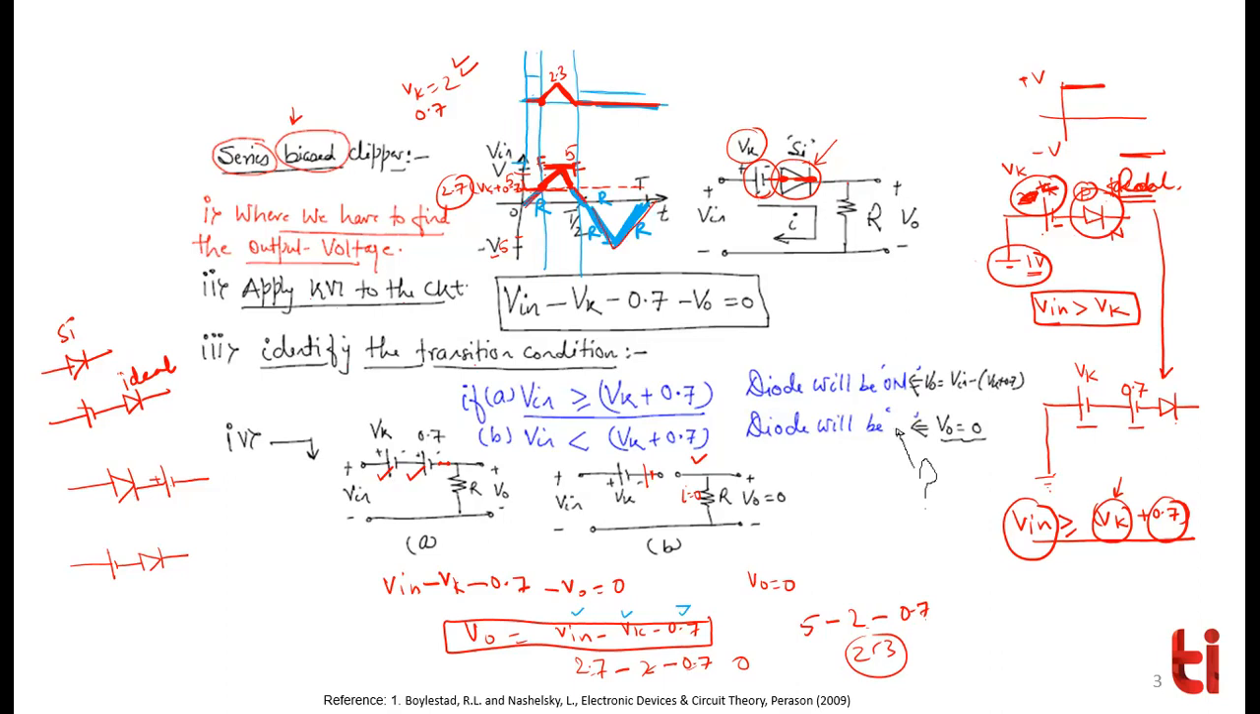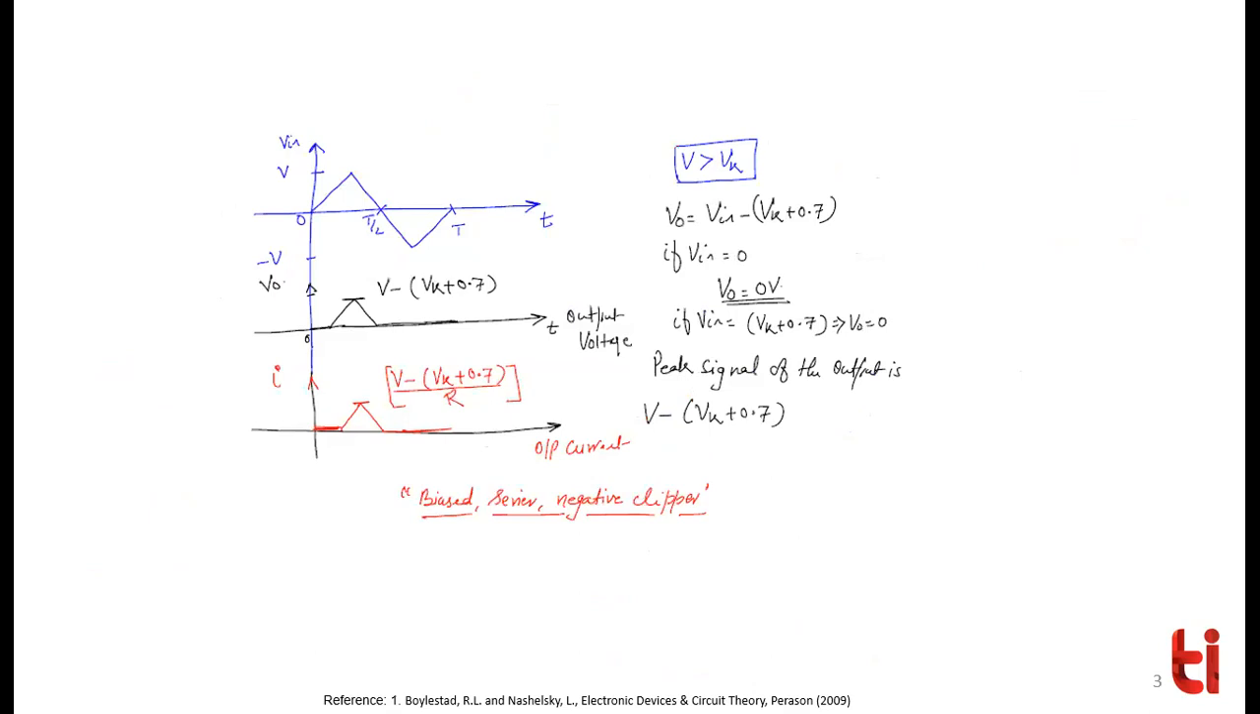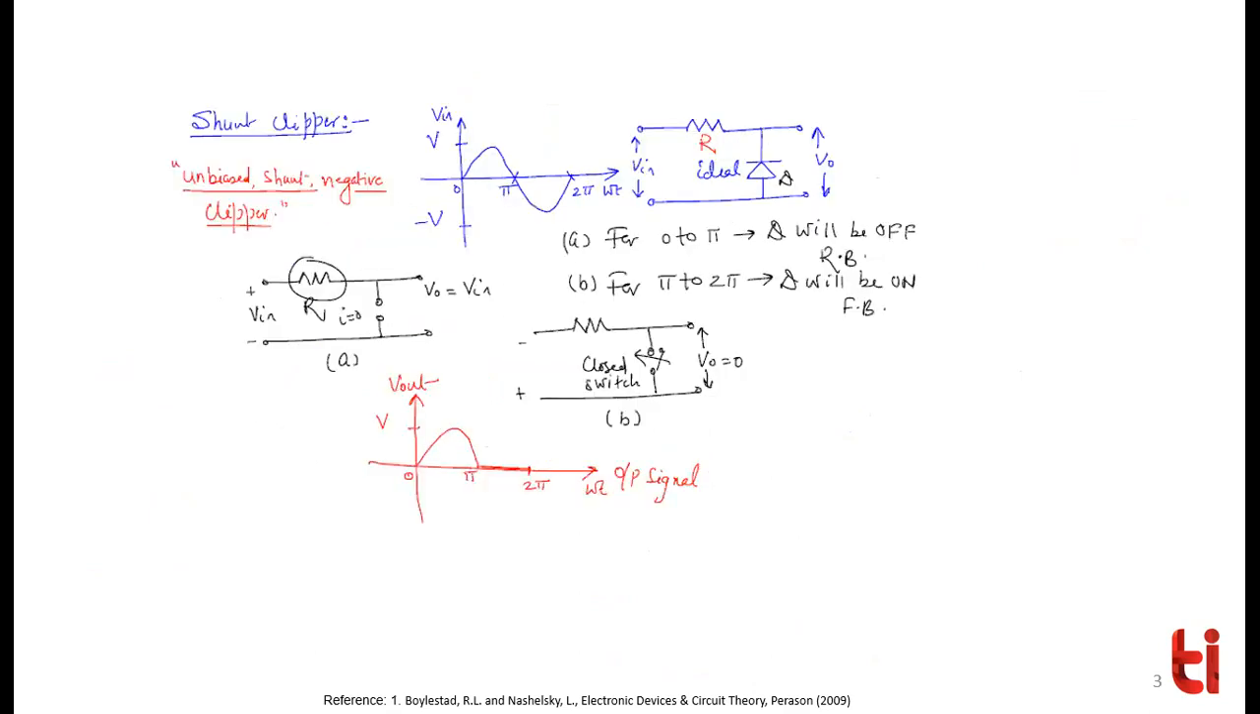Okay, no problem. If we see more examples, things will be much clearer. Okay, let's understand the other example also. I have already discussed the series clipper. Now let's move to the shunt clipper. I'll show you more examples of series clipper later. Don't worry. In the Boylestad book, there are, I think, 10 to 15 examples of series clipper. I'll show you all, no problem.